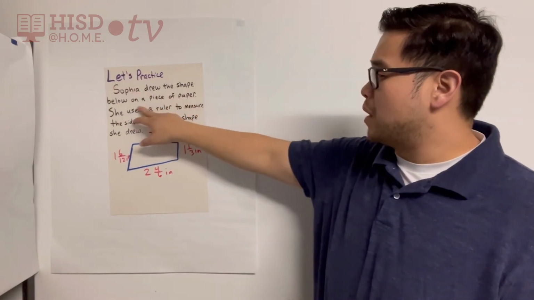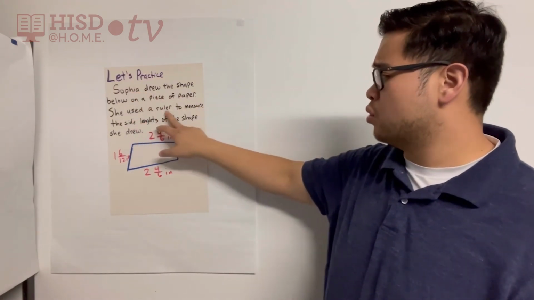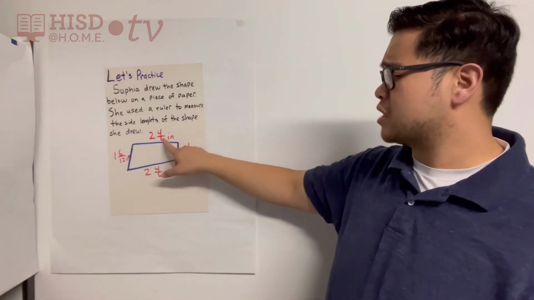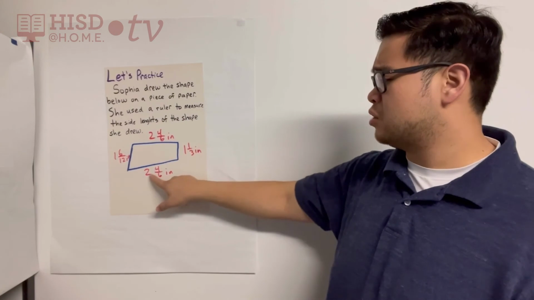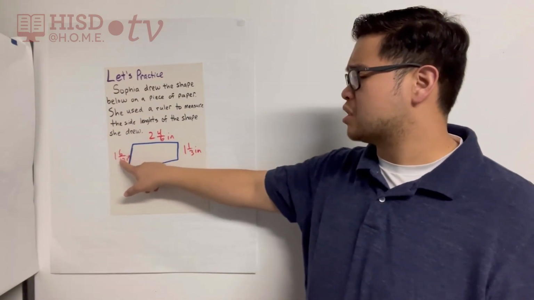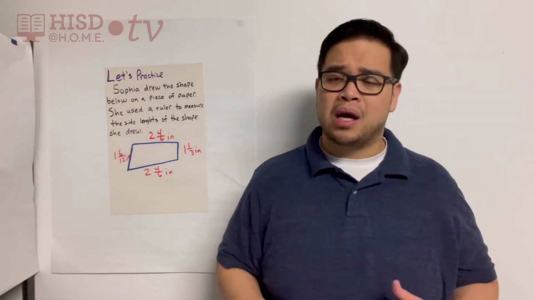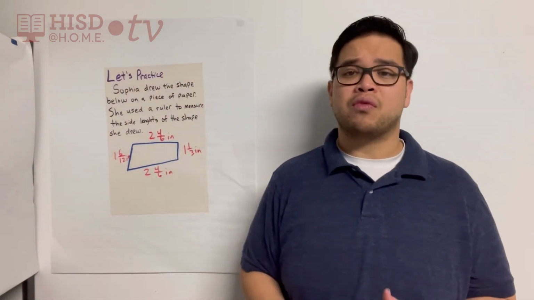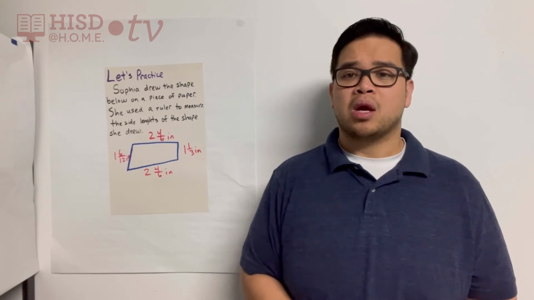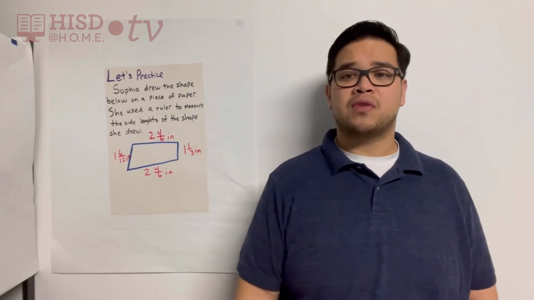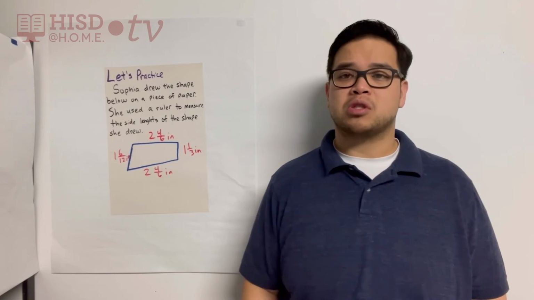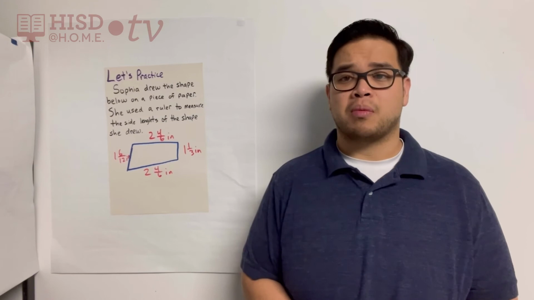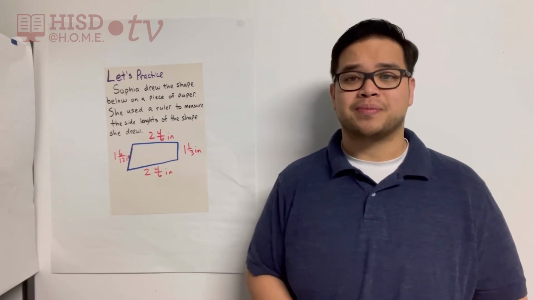Sophia drew the shape below on a piece of paper. She used a ruler to measure the side lengths of the shape she drew. So she has 2 and 4/6 inches, 1 and 1/3 inches, 2 and 4/6 inches, and 1 and 6/12 inches. Go ahead and pause the video, copy this problem down in your journal, paper, whatever you're using. Once you have it copied down, go ahead and solve this problem. When you're done, hold on to it, and your teacher may reach out to you to see what you got as your answer. So go ahead and do that now.